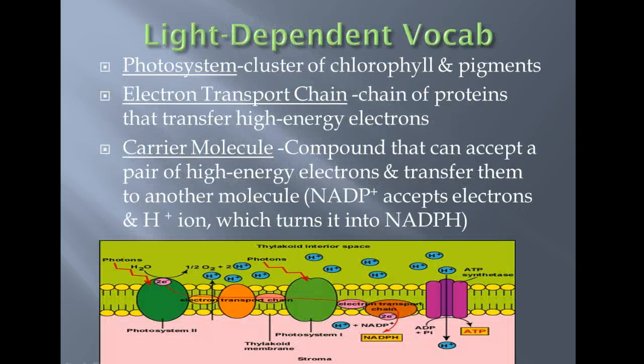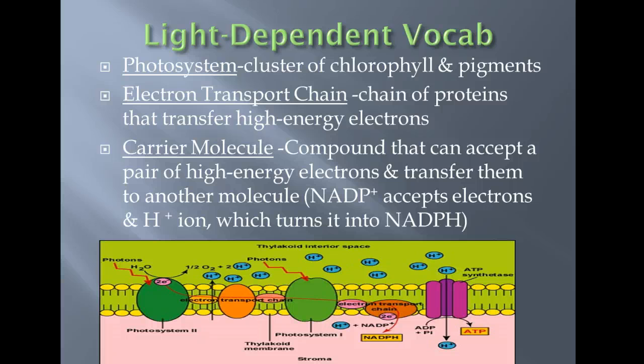Okay, let's start with some of the vocabulary you're going to hear throughout these notes. The first is a photosystem. You're going to see photosystem 1 and photosystem 2. Those are clusters of chlorophyll and pigments. When we say photosystem, it's a whole bunch of chlorophyll and pigments that are going to capture sunlight for us and help us to transfer that sunlight energy from light energy into chemical potential energy as high energy sugars. The second one's called the electron transport chain.